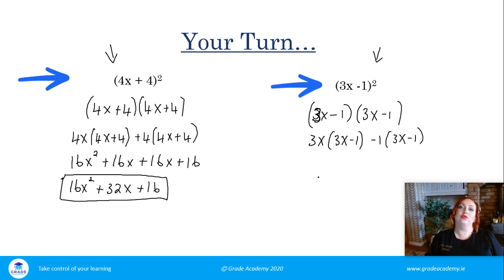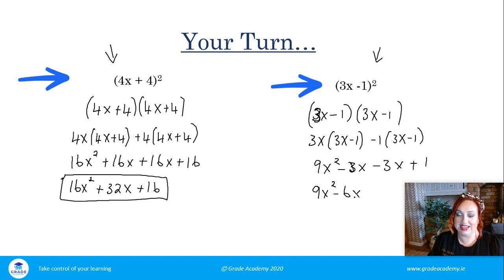The examiner can see that you knew what you were doing. And if it did go a little bit wrong, at least they can see that you knew what you were trying to do. Multiply this out. We get 9x squared minus 3x. Over here, we get minus 3x and plus 1. So we get 9x squared minus 6x plus 1 for the second there.